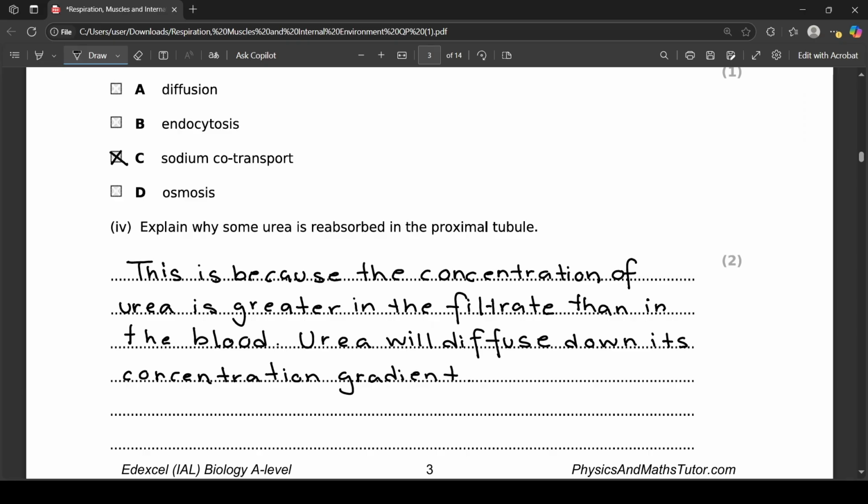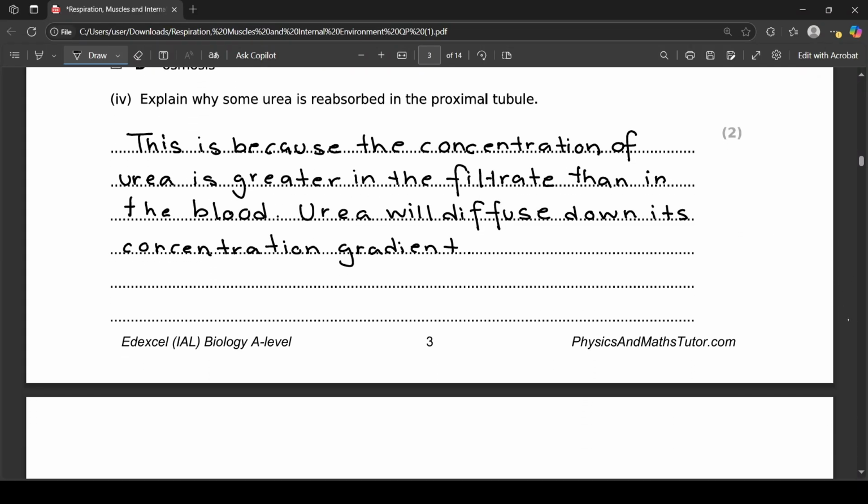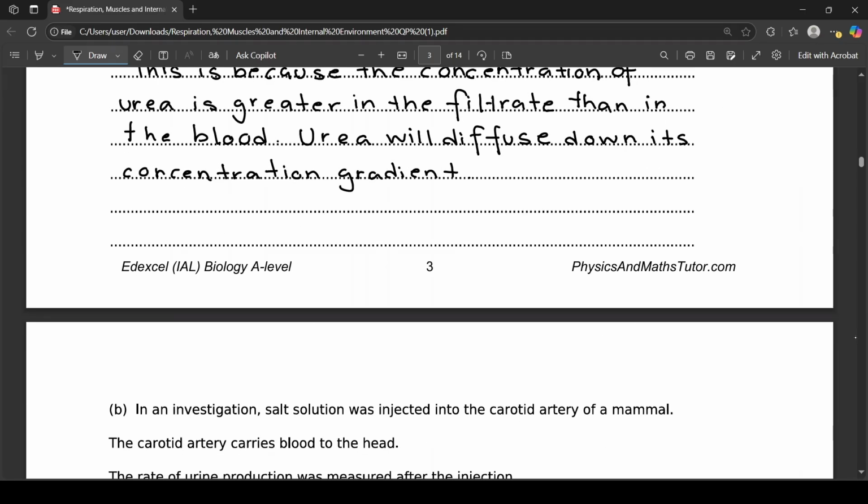Okay, you can totally write it up to here. And also remember, urea will be easily diffused down the concentration gradient because the walls of the proximal tubules and capillaries are permeable to urea. Okay, clear? So let's move on to the next question.